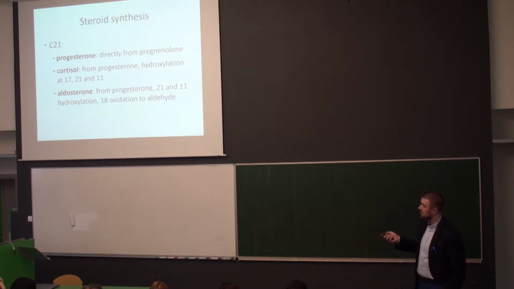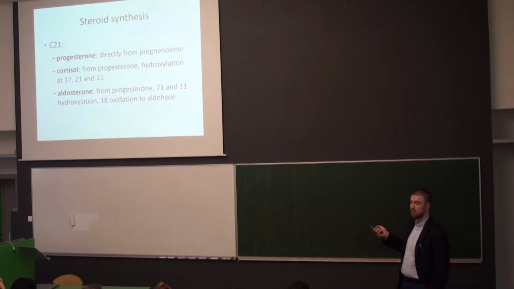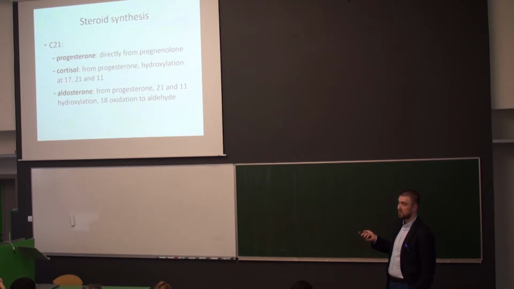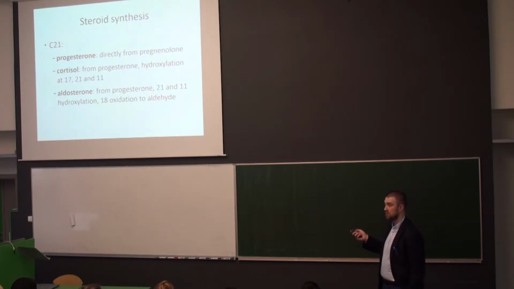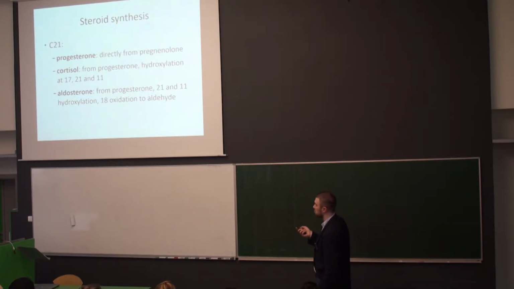Aldosterone, as you see, shares some hydroxylations, but the first hydroxylation is missing. That means aldosterone is also produced from progesterone, but then you have hydroxylation on the 21st carbon atom, on the 11th carbon atom, and what's unique for it is the enzyme aldosterone synthase that produces the aldehyde group on the 18th carbon atom. So if you see an aldehyde group on the 18th carbon atom, you can be sure that it's aldosterone.